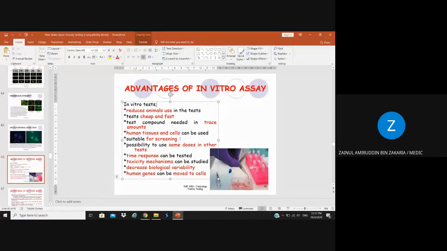So from there you can screen which compound out of 8 is the most effective one, instead of testing one by one on the animal. The most effective one you choose and proceed with further in vitro and in vivo study. Okay, there is the possibility to use the same doses in other tests. So let's say you found out that your compound can kill colon cancer cells at 20 microgram per mil. You can use that 20 microgram per mil, or the range that you used for the colon cancer test, for other cancer cells, lung cancer cells, and so on.